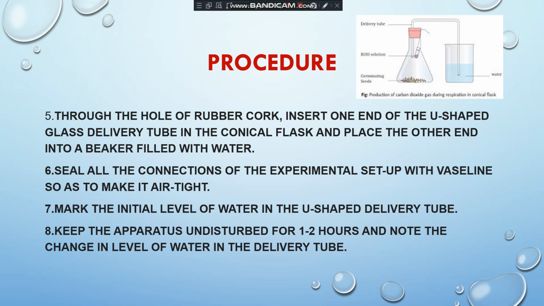Then you have to take a rubber cork. Through the rubber cork you have to pass a glass tube, with one end in the conical flask and the other end in the water, and the water is in the beaker. Then you have to make this setup airtight by using Vaseline. And then we have to mark the initial level of water in the U tube.